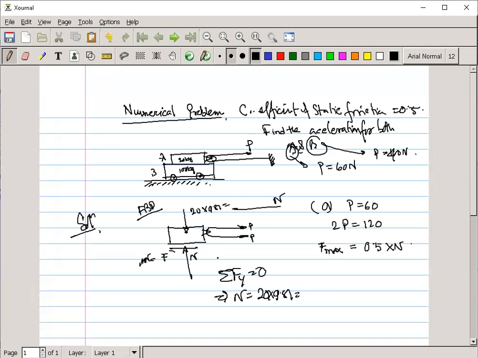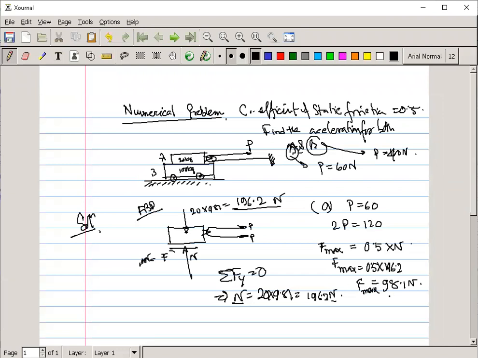So 20 into 9.81 is how much? Reply anyone. 20 into 9.81, how much is it? 196.2, sir. Yes, 196.2. So this amount of Newton is equal to the normal. This N and this N are different. So the maximum value of friction should be 0.5 into 196.2. So 0.5, half of that is how much? 98.1 Newton, right? This is the maximum friction amount.